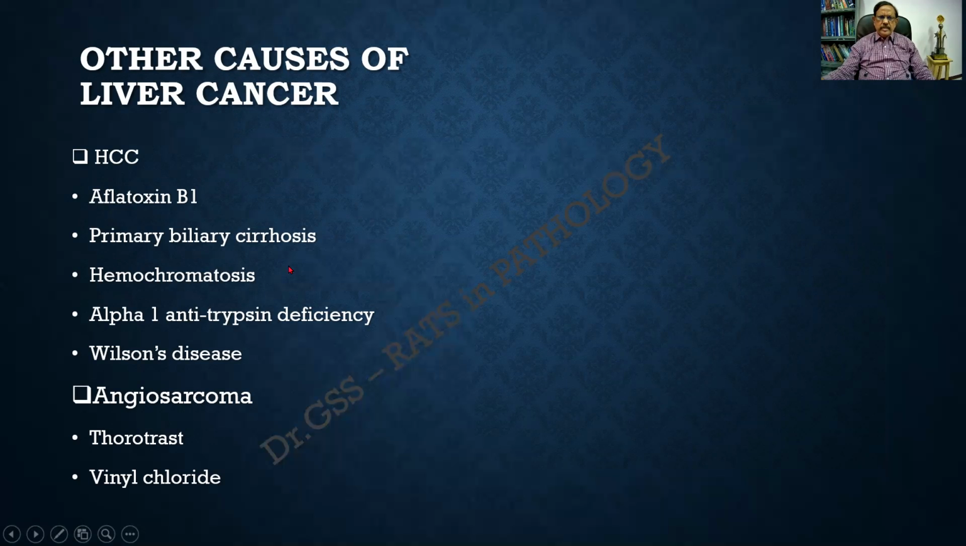What are the other causes? For hepatocellular carcinoma, this is the list: aflatoxin B1, primary biliary cirrhosis, hemochromatosis, alpha-1 antitrypsin deficiency, Wilson's disease. These we shall be covering elsewhere, and these are all questions for us also. So it is easy for us to remember. Regarding angiosarcoma, a tumor of the blood vessel, two important causes are there. One is arsenic, another is vinyl chloride.